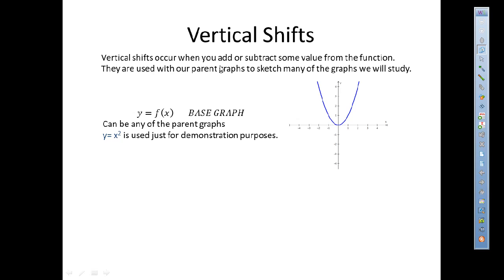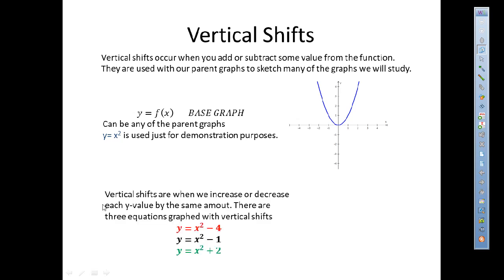Now, vertical shifts are going to occur when you add or subtract some value from the function. They are used with our parent graphs to sketch many of the graphs we're going to study. For instance, if we have this blue line right here, it's our base graph, and we're using x squared this time, but this can be any of the parent graphs. We're just using y equals x squared for demonstration purposes. So vertical shifts are when we increase or decrease each one of the y values by the exact same amount.